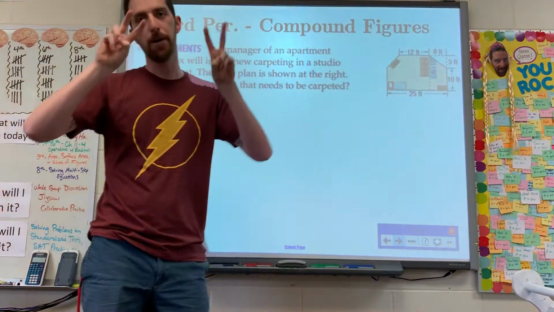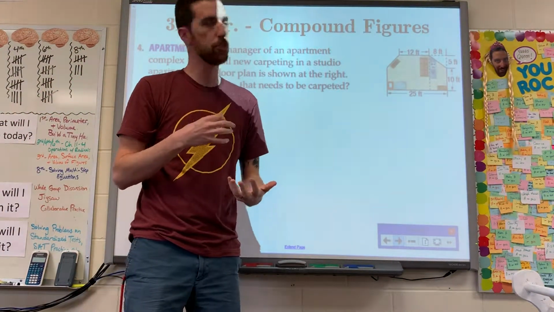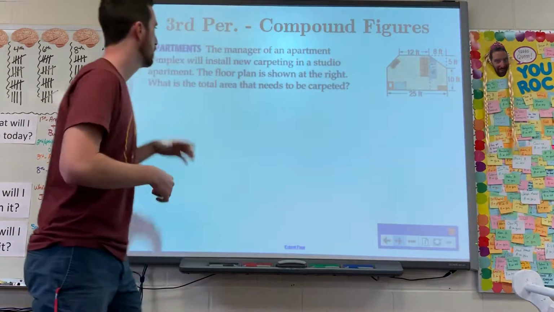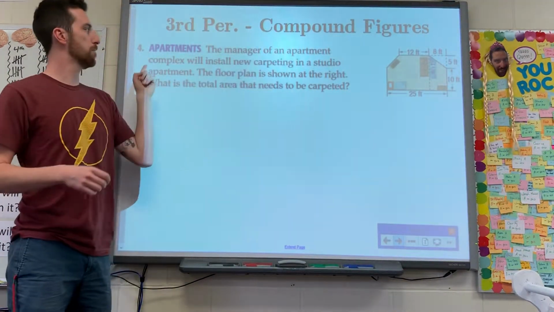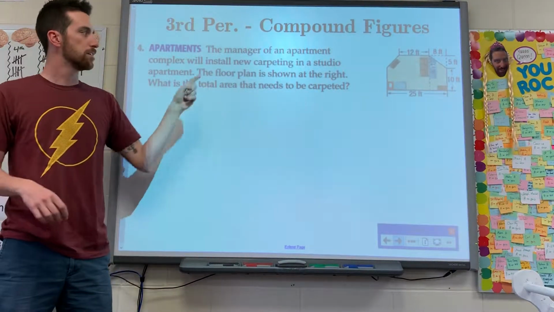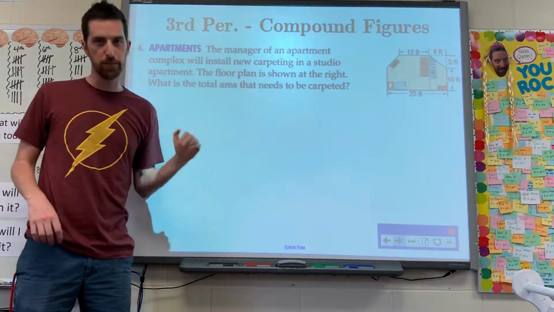These are called compound figures. So it's just a mashup of different shapes. So look at number 4. The manager of an apartment complex will install new carpeting in a studio apartment. The floor plan is shown at the right. What is the total area that needs to be carpeted?